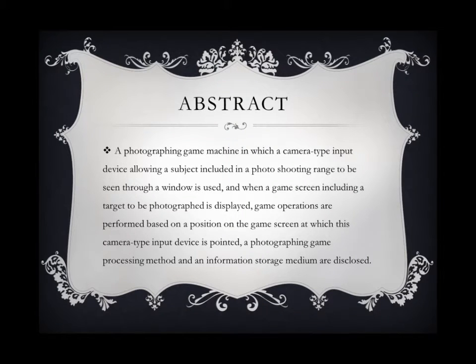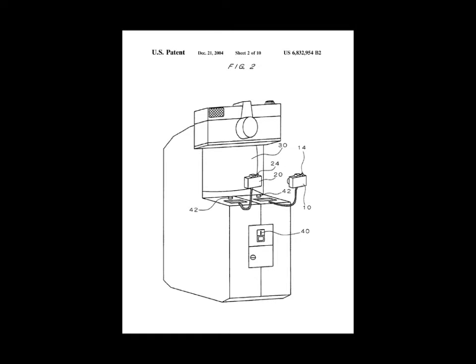Okay, so here I provided the abstract from the patent. This is patent 6832954. And the title of the patent is Photographing Game Machine, Photographing Game Processing Method, and Information Storage Medium. This patent is actually just a patent for, well, it's an arcade machine. And here's a photograph of the prototype of the machine.